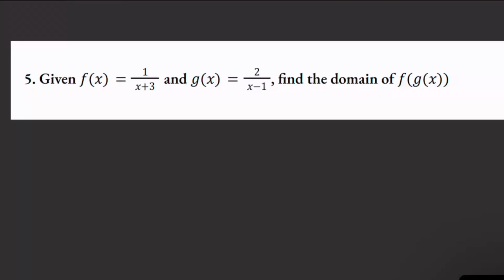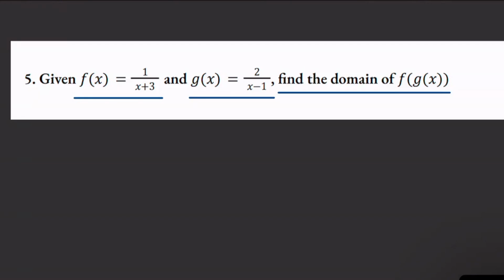Composition of functions. Composition of functions is not multiplying two functions together. It's inputting one function into the other. So now right here, I'm given two functions. I'm given f of x and I'm given g of x. And it's asking me to find the domain of f of g of x.